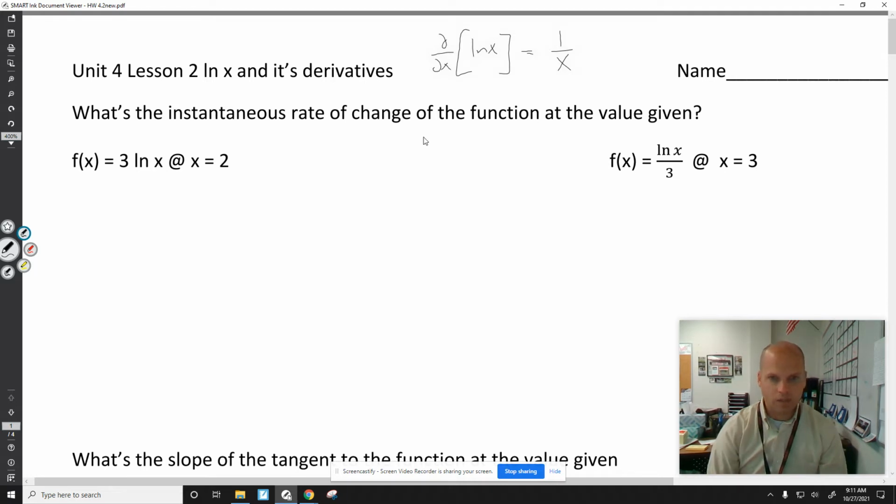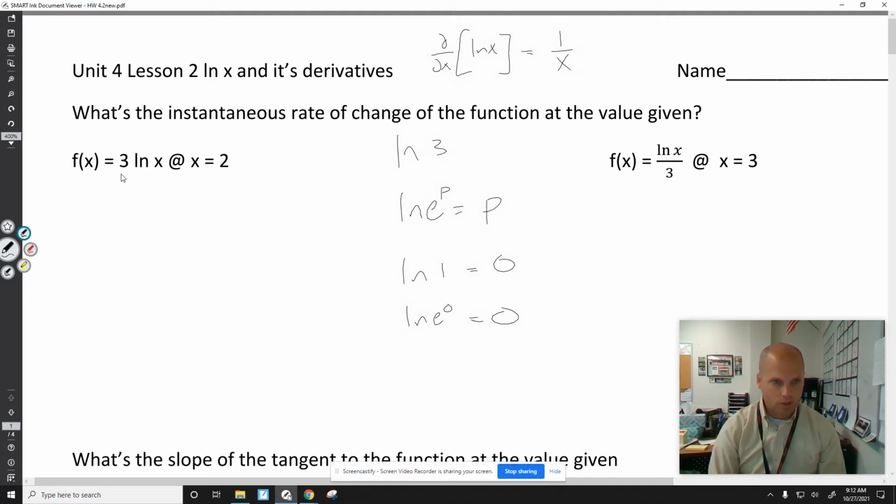Some things to note: if I ask you what the log of 3 is, you don't know what that is. But if I ask you what the log of e to any power is, logs and e's will undo each other and just give you the power. You need to know that. That includes the natural log of 1. The natural log of 1 is 0. Why is that? Because e to the 0 is 1. So that's how we show that the natural log of 1 is 0.